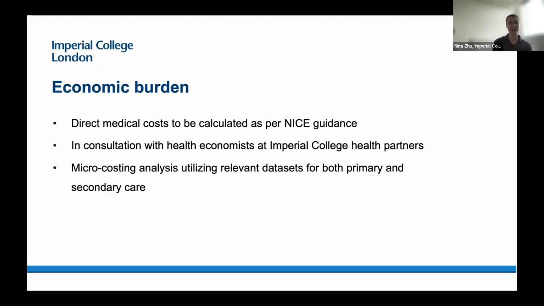To take this further, we're going to create our model, and then we're going to add some cost to it. We are using direct medical costs, as per the NICE guidance, and we are in consultation with health economists from Imperial College Health Partners about doing this micro costing analysis. We're using the relevant data sets for both primary and secondary care. Luckily, they're standardized in terms of costings for things like GP consultations, which we'll be able to add to the burden. With secondary care, we've got things like length of stay, as well as costings for the medicines, etc.